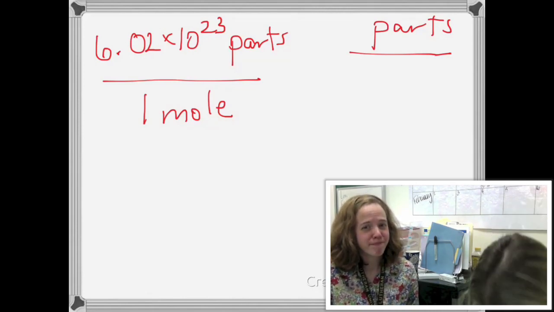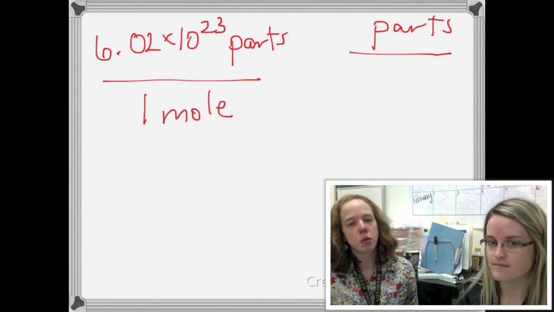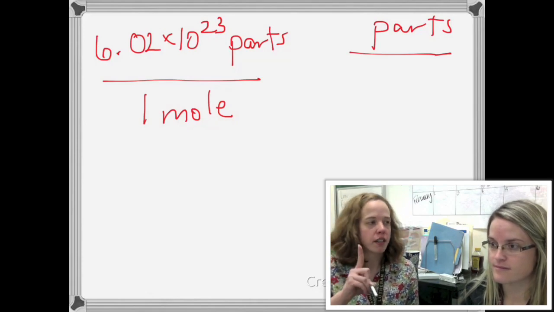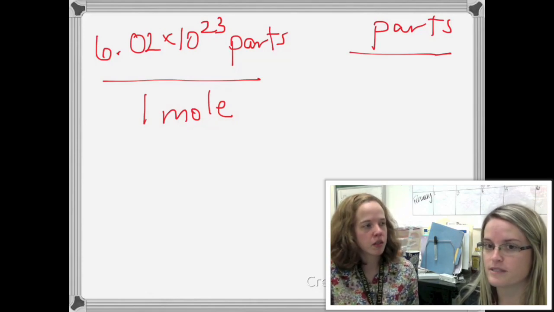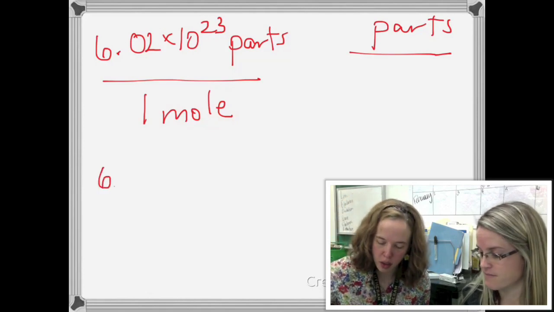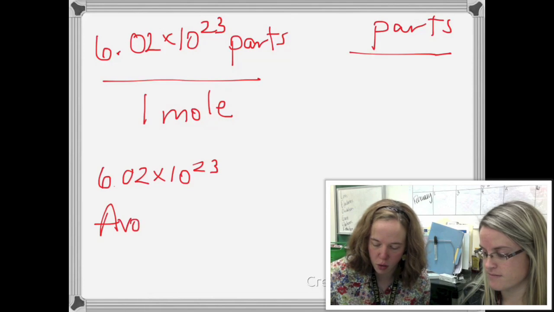Yep. So we have a new conversion factor that we can put into dimensional analysis, because we just said that 1 mole was always what? 1 mole is always going to be equal to Avogadro's number, which is 6.02 times 10 to the 23rd. You do need to know that 6.02 times 10 to the 23rd is also known as Avogadro's number.